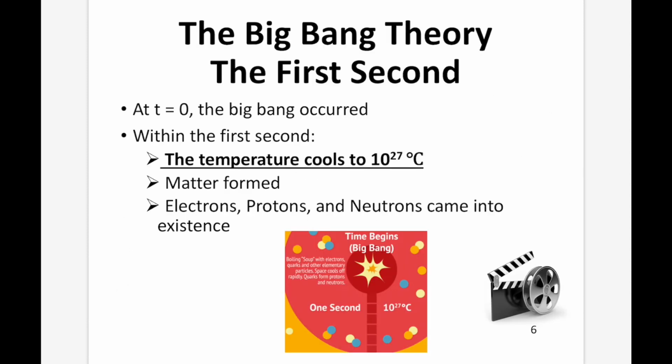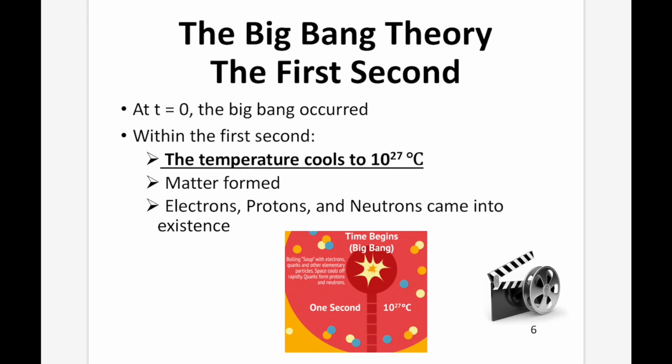The first second. Now, at time equals 0, that's when the Big Bang occurred, or the Big Expansion occurred. We do not know what happened at time 0. In fact, we don't know what happened at the very start, even just after time 0. But we do know what happened shortly after that.